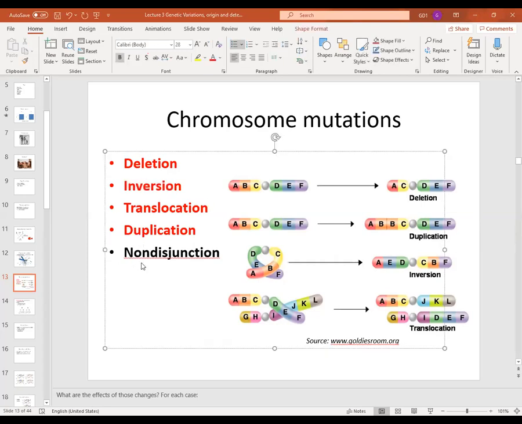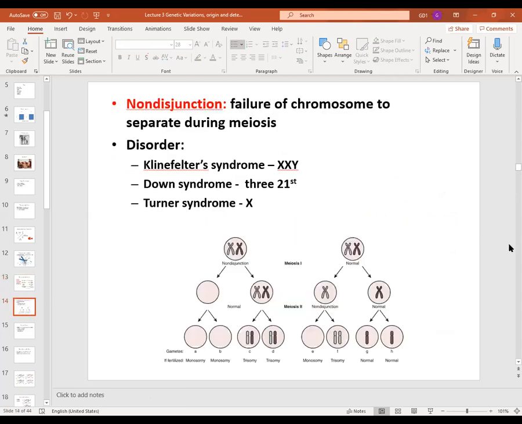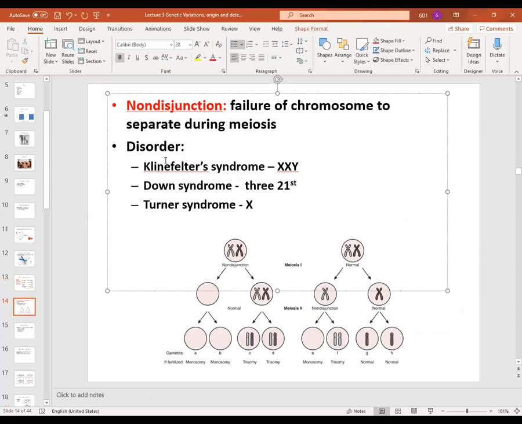Okay. And here is one very important concept, non-disjunction. What is non-disjunction? This term describes what makes aneuploidy, a different number in a specific pair of chromosomes. For example, here, it is the failure of chromosomes to separate during meiosis. So in this disorder, we have Klinefelter, where in the sex chromosomes we have three chromosomes. In Down syndrome, we have trisomy 21. And in Turner syndrome, we have only a single X chromosome.